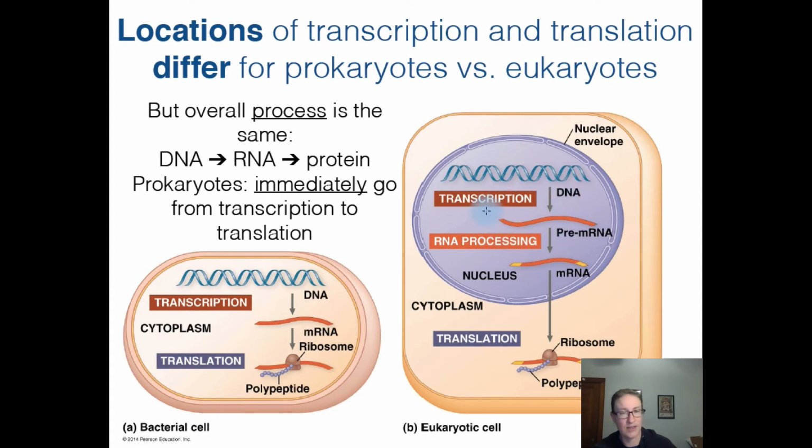In contrast, in eukaryotic cells, transcription happens inside of the nucleus, since that's where the DNA is located. There's actually an additional step illustrated here, RNA processing after RNA is produced. Then that RNA is exported out of the nucleus, and translation takes place in the cytoplasm, either on ribosomes that are floating free in the cytoplasm or ribosomes that dock onto the rough endoplasmic reticulum.